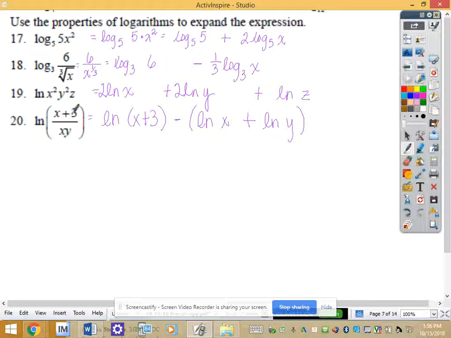Notice that I have x plus 3. X plus 3 cannot be split up because of the plus symbol. So he stays as his own term, x plus 3. The minus comes from the division here. That makes the minus here. And then I have 2 terms underneath because I can rewrite this as x times y. So I have the ln of x plus the ln of y. Now to make sure that I keep both of those things in the denominator, I have put them in parentheses.